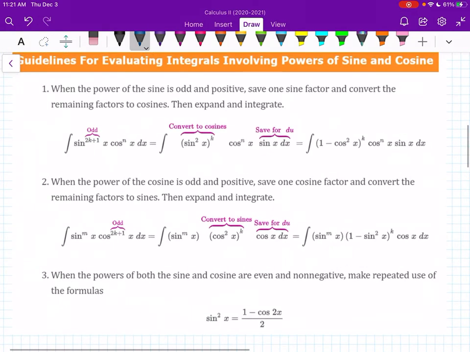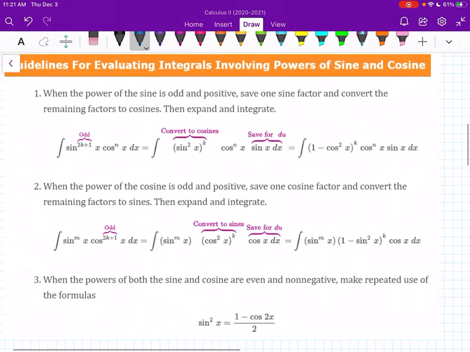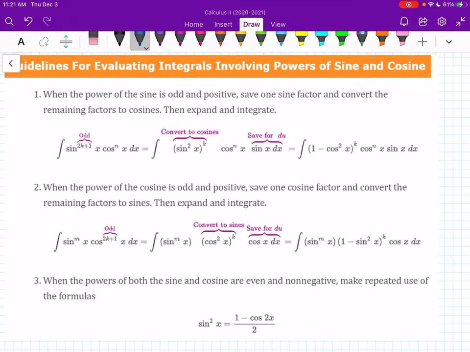Okay, so our first thing is when we have powers of sine that are odd and positive, save one sine factor and convert the remaining to cosines. Okay, so what I mean by that is if I have an odd number of sines, I'm going to save one of them, and then I'm going to convert the other ones to be cosines. And how I convert the other ones is use my Pythagorean identity there. Okay, so I have that one left over for my u sub to cancel when I do the u sub.